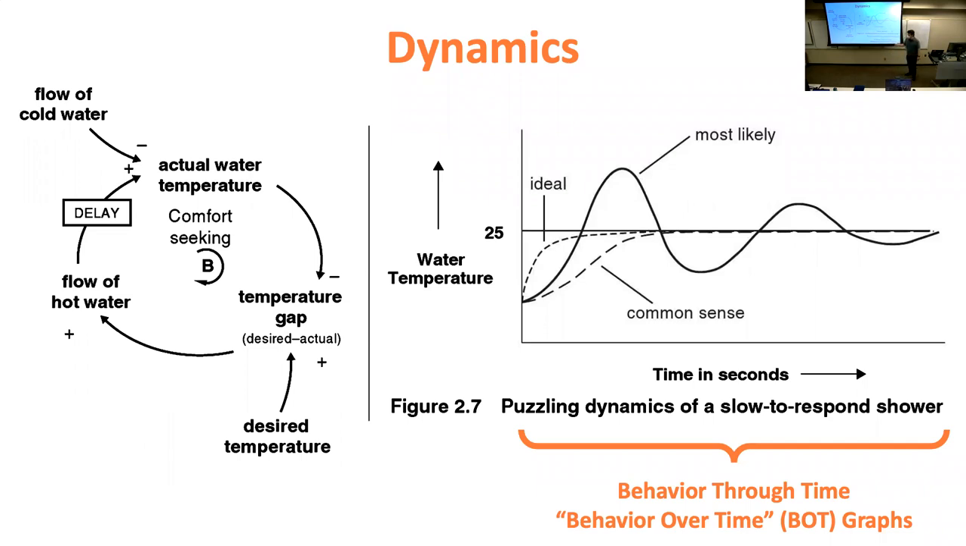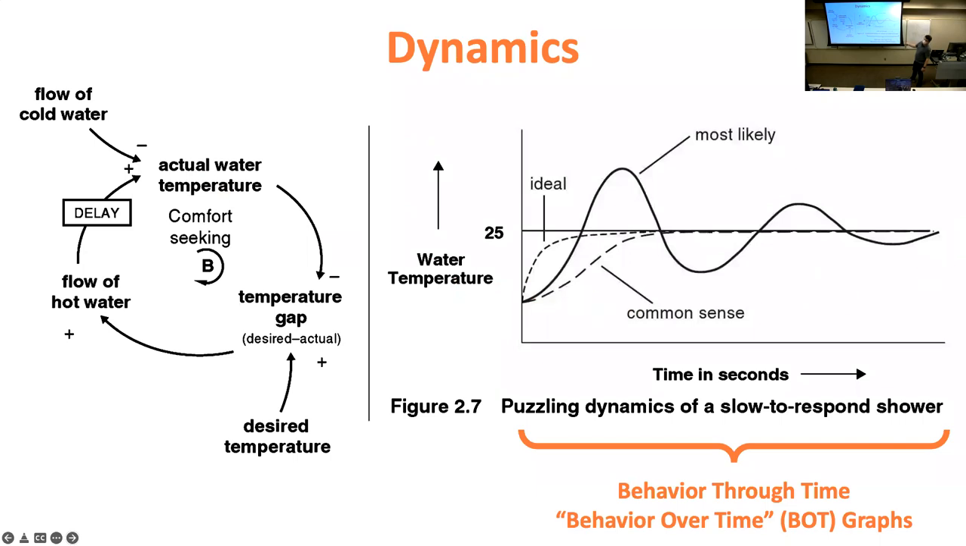So this here is just a standard balancing loop with delay. And based on the magnitude of delay, you get different behaviors over time. If someone gets into a shower, the ideal condition would be that the water temperature would rise right up to their ideal level very quickly.